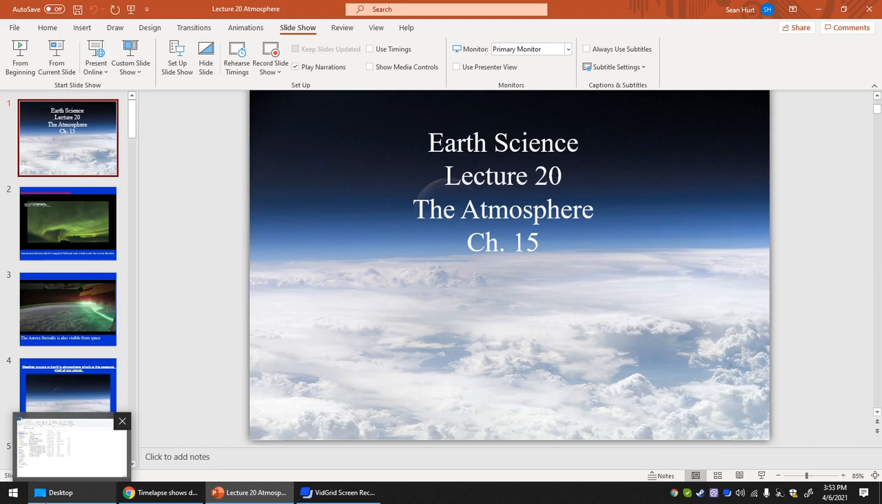This is on the atmosphere. This is Dr. Hurt, and we're going to be talking today about the atmosphere and getting into the part of the class that deals with weather. So we're done with the rock-hard Earth and done with oceans and water. Now we're getting into the weather, climate, atmosphere, things like that. So we're going to spend 2 weeks on that.